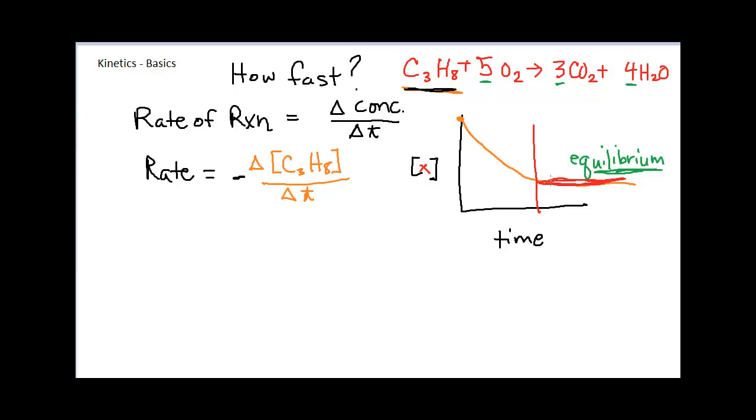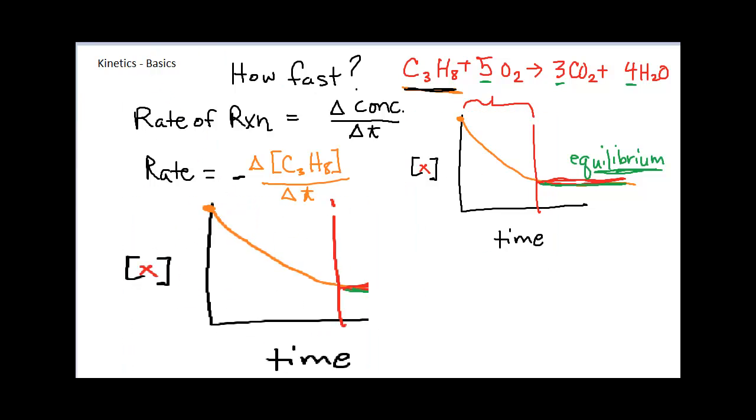But after the concentration levels off, we say that the reaction is at equilibrium, and we're not talking about it in this chapter. We're talking about how fast does the reaction go from here to here. So we're only looking at where this graph is actually still changing as far as the concentration goes. And we can get some details now. Let me make this a little bigger.